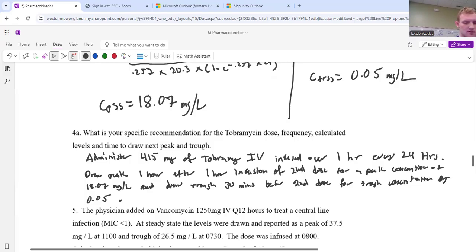So for aminoglycosides, it's always going to be this. The aminoglycoside time of infusion doesn't change. It's always 1 hour. The only one that changes is Vanco, which changes depending on your dose. I think vancomycin is next. Because the total is 2 hours, that's why you say 1 hour after 1 hour.